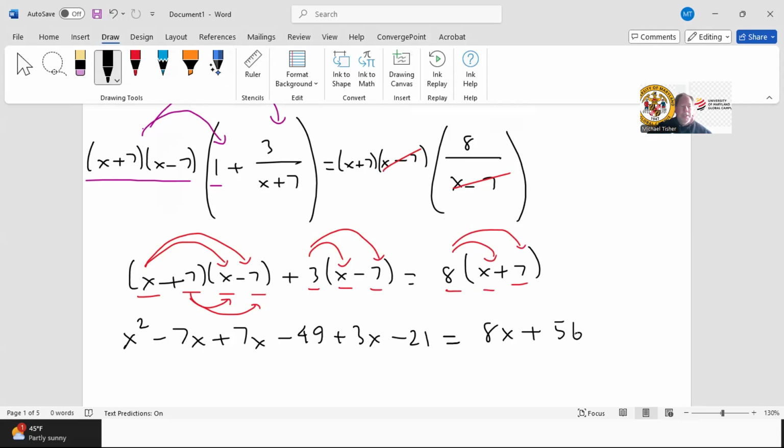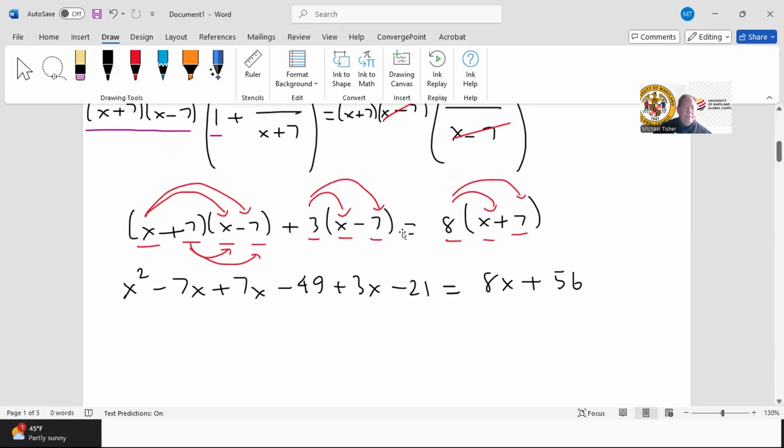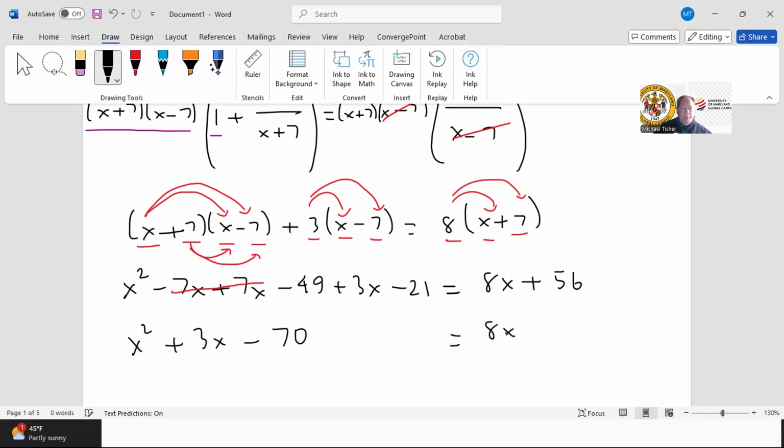All right, now that we got the parentheses out of the way, let's combine some like terms and try to get the x by itself. X squared. Okay, the negative 7x plus 7x goes away. And we have a negative 49 minus 21, which is negative 70. And we'll bring on the plus 3x as well. Plus 3x minus 70 equals 8x plus 56.